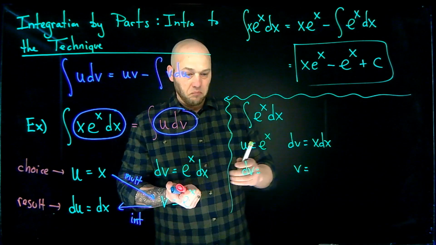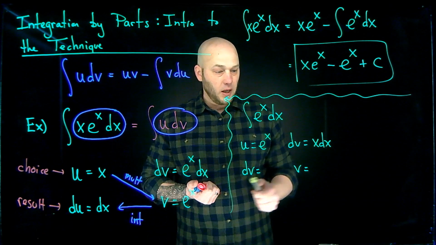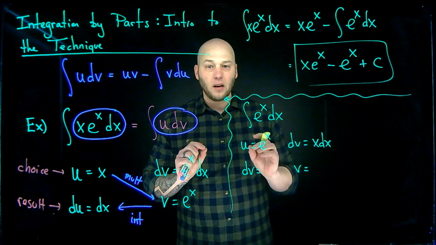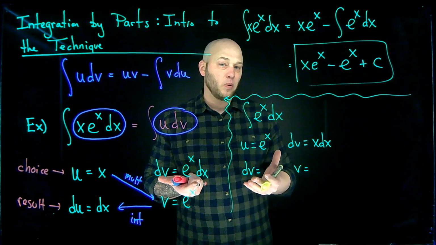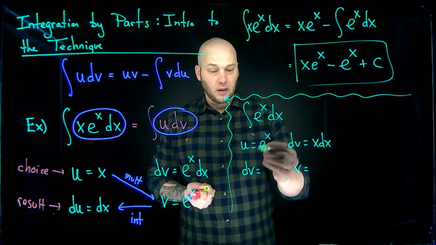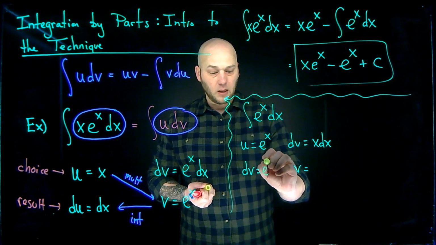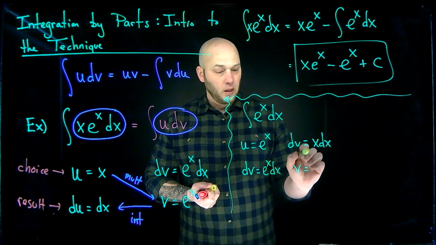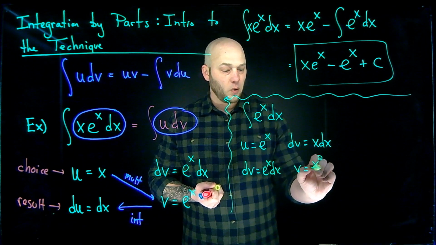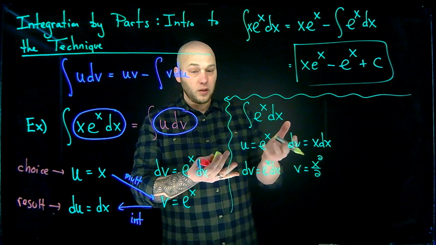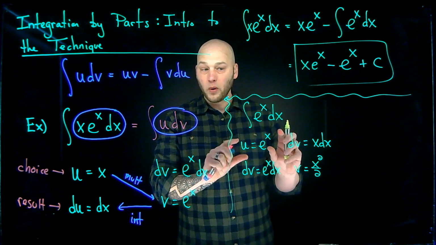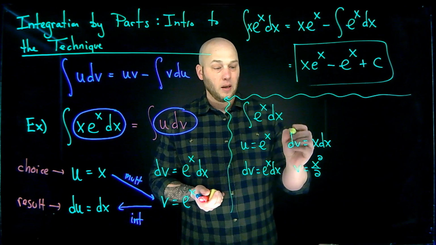Now, e to the x is simple to differentiate, x is simple to find an antiderivative for, so that in and of itself doesn't really help me distinguish between what is the better choice. The derivative of e to the x would be e to the x dx. If dv is x dx, the antiderivative would be x squared over 2. Okay, so this is a legit choice. There's nothing inherently wrong with making that choice that I just did. Now let's see what happens.